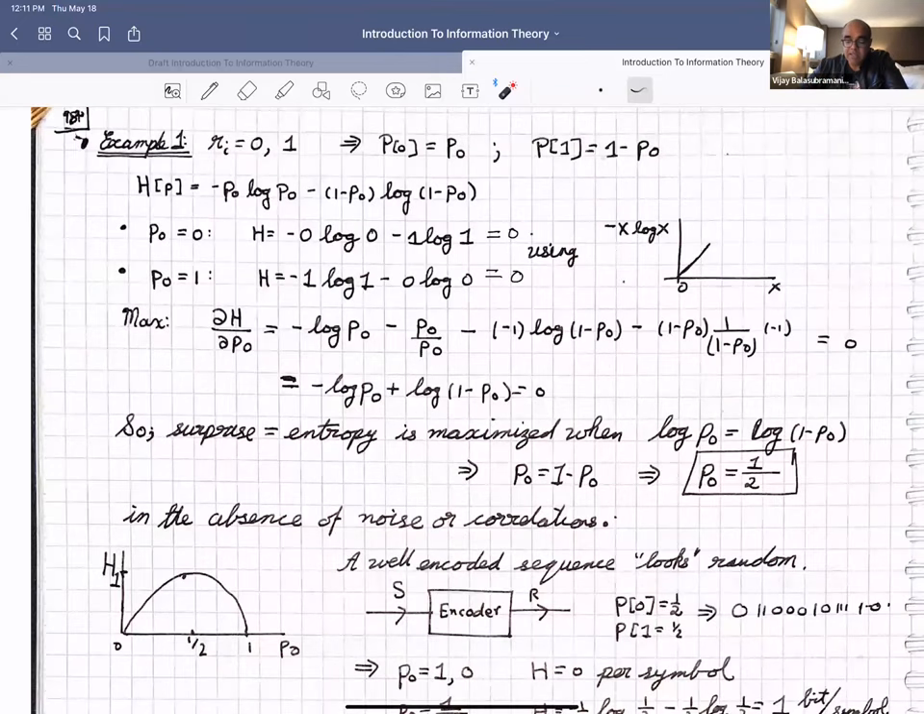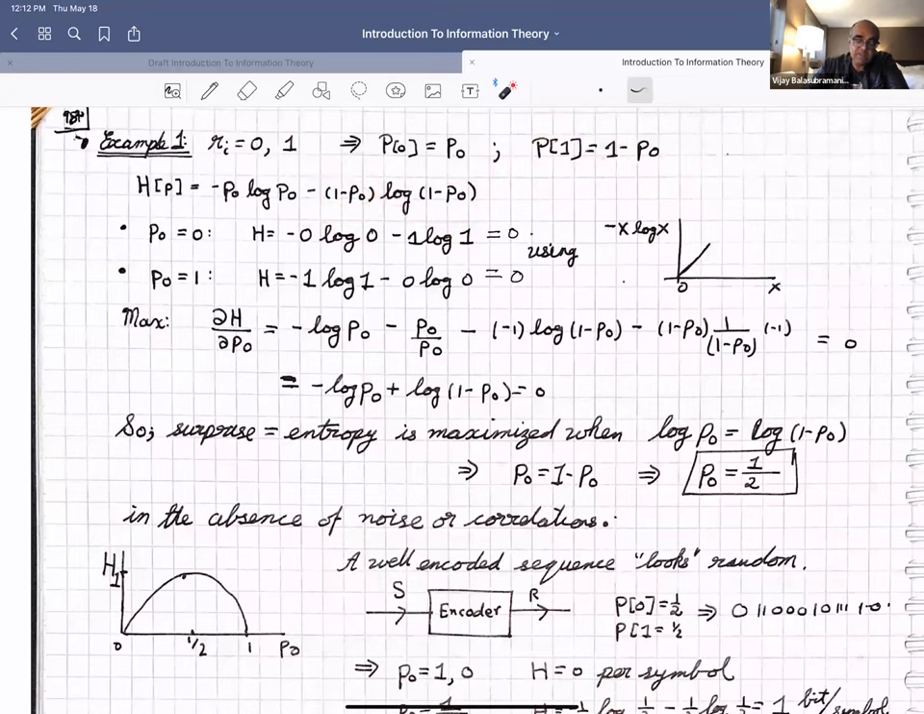First of all, on the way to doing that, it's helpful to work out a couple of examples to understand these definitions. So let's suppose, for example, the symbols can take the value 0 and 1. In other words, you've got a binary signal. And let's suppose the probability of 0 is P0, and the probability of 1 is 1 minus P0. Then the entropy is minus P0 log P0 minus (1 minus P0) log (1 minus P0).